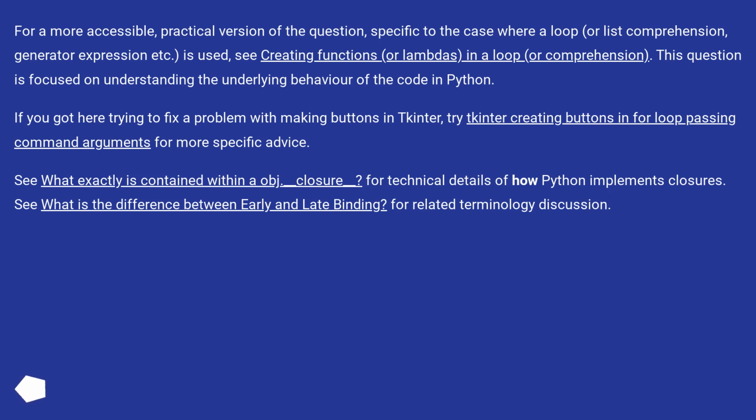For a more accessible, practical version of the question, specific to the case where a loop, or list comprehension, generator expression etc. is used, see "Creating functions (or lambdas) in a loop (or comprehension)". This question is focused on understanding the underlying behavior of the code in Python. If you got here trying to fix a problem with making buttons in Tkinter, try "Tkinter: Creating buttons in for loop, passing command arguments" for more specific advice.